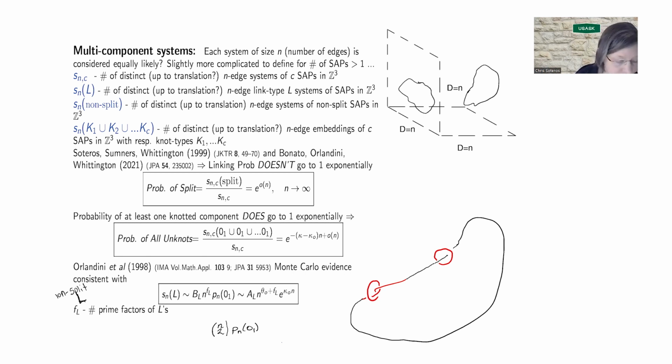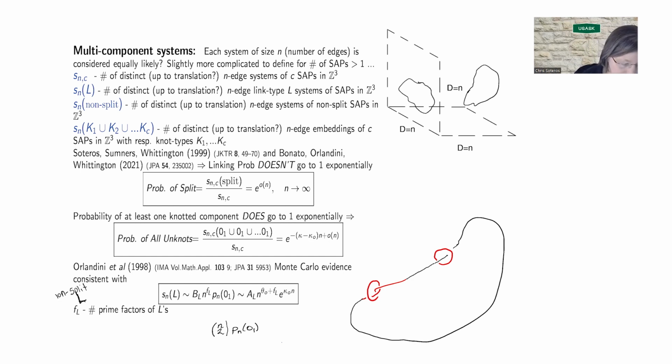All right, so you can do that, and then you can talk about the number of systems of polygons, say with C self-avoiding polygons making up the system, and n edges in total, for example. And then you can talk about the number with a fixed link type, and then you can talk about the special case where they're non-split, so they're linked. And you can ask then, what's the probability of being linked?